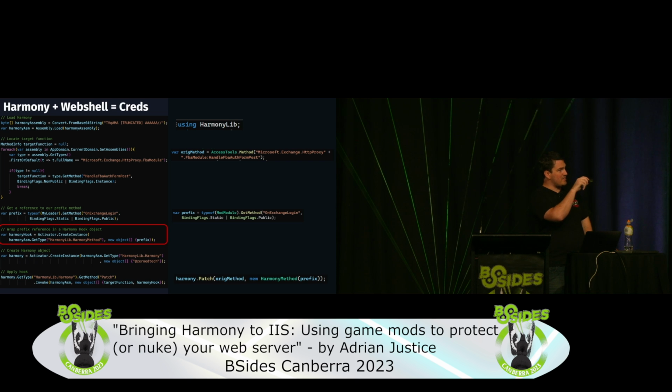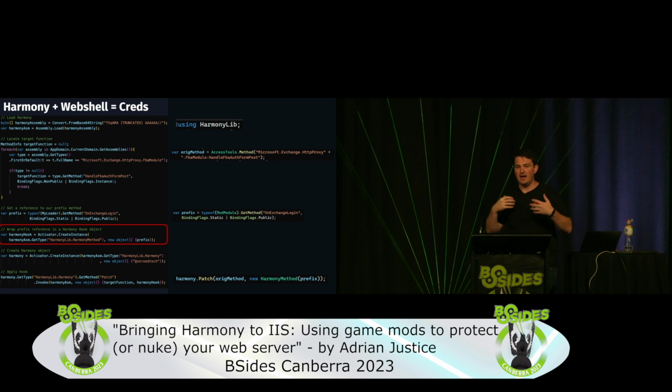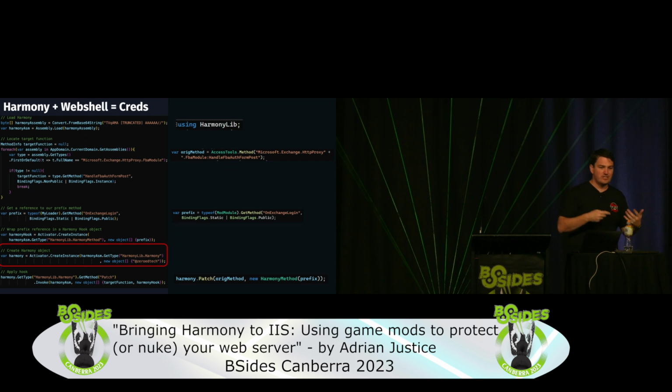This looks something like the bottom right, where it's new Harmony method prefix. So we're just locating the target type, calling the constructor of it, and passing in a reference to our prefix function. Almost there. We now need to finally create an instance of Harmony itself.